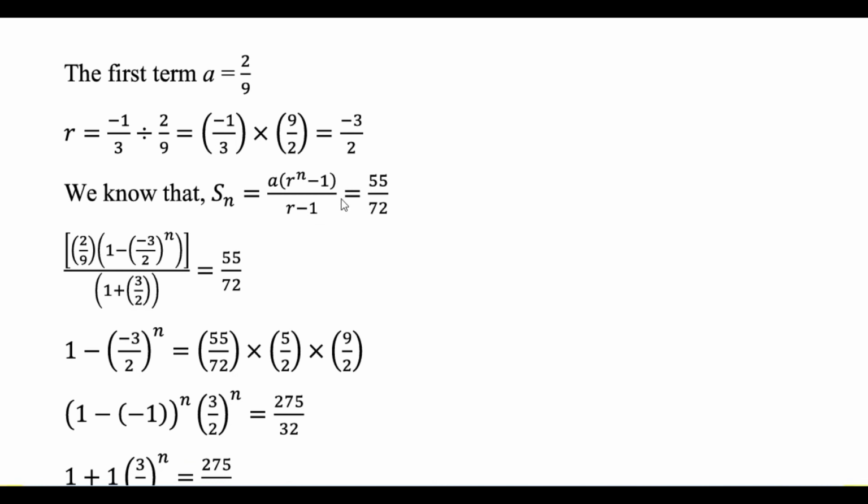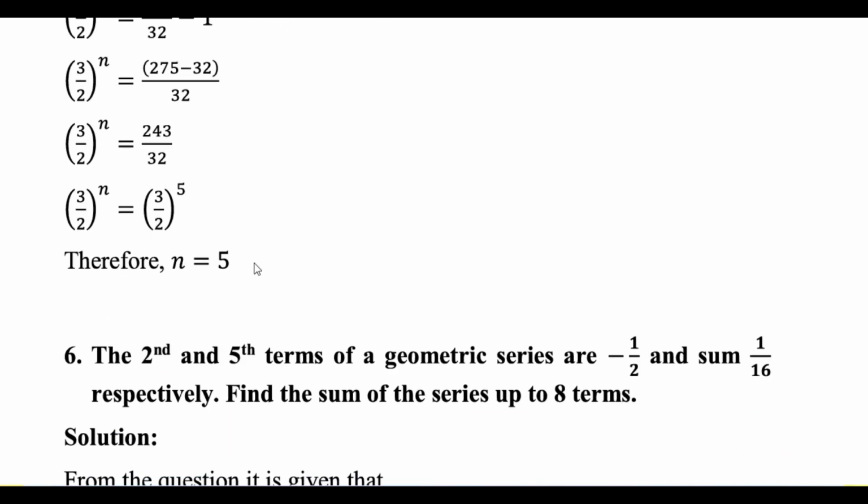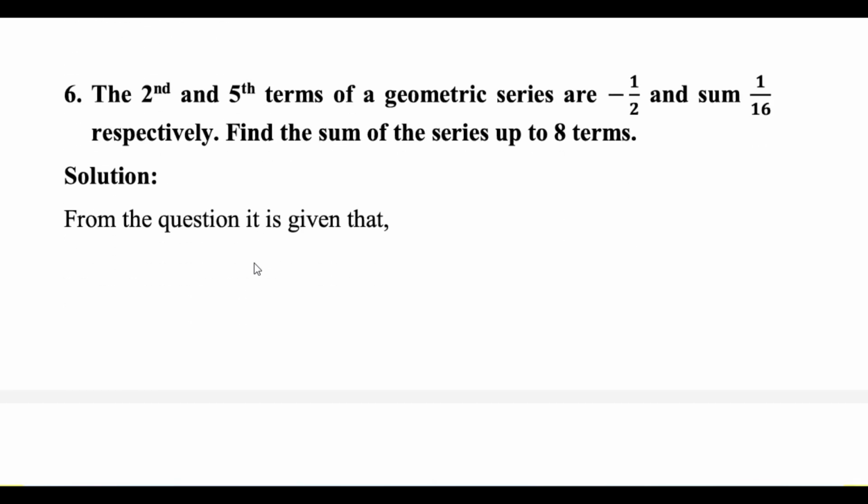Now use Sn, that is a into r to the power n minus 1 divided by r minus 1, is equal to 55 divided by 72. After that, just put the values of a and r and do a little bit of calculation. You will get the value n is equal to 5. Come to the next question.